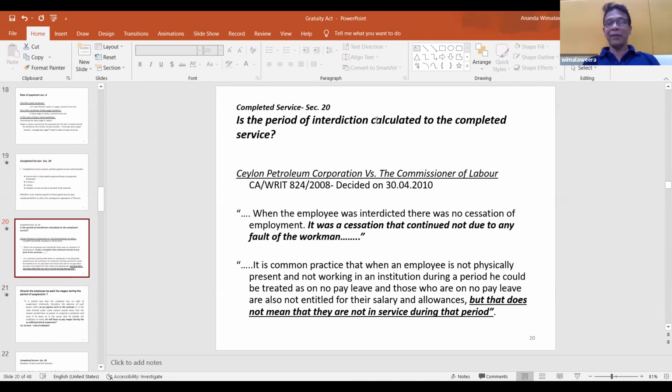It is common practice that when an employee is not physically present and not working in an institution during a period, he could be treated as on no pay leave, and those who are on no pay leave are also not entitled for their salary and allowances. But that does not mean that they are not in service during that period.